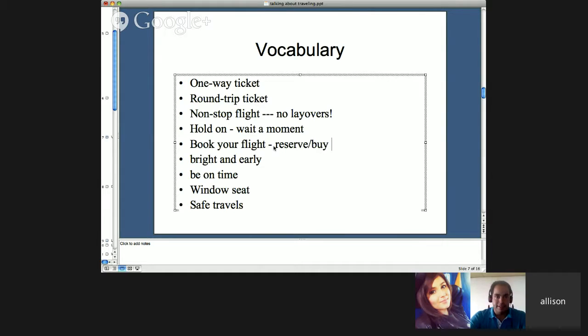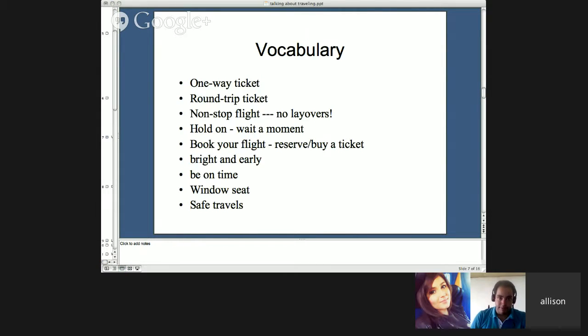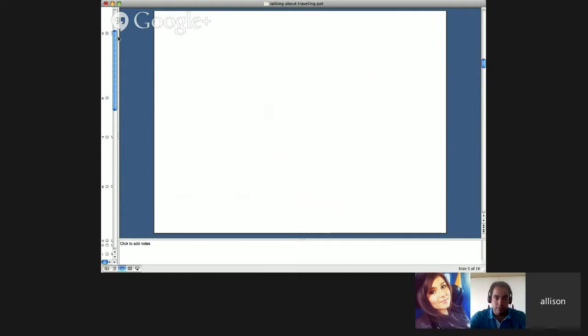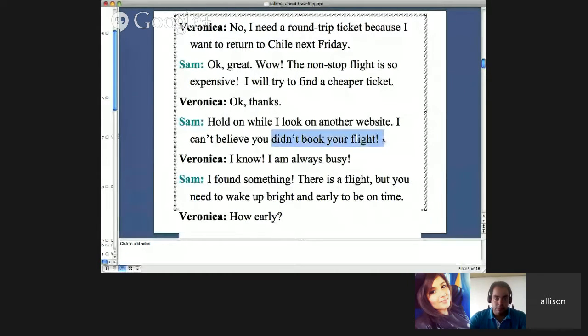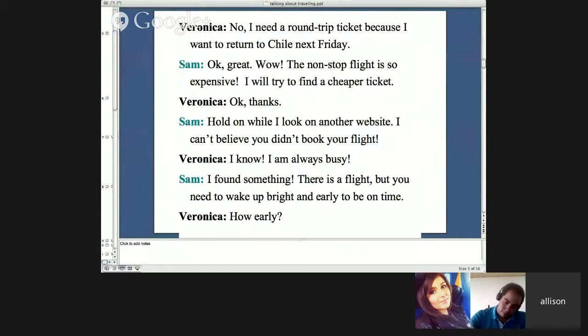Well, it's when you want to make a reservation or to buy the ticket, in order to ensure a place. Good. Reserve or buy a ticket. So book your flight is a common term that we use when we're talking about traveling on an airplane and you have reserved your tickets. Exactly. So if we look in the conversation, the same line, I can't believe you didn't book your flight. So this means that Veronica still hasn't bought her tickets. She still hasn't reserved a seat on the flight.